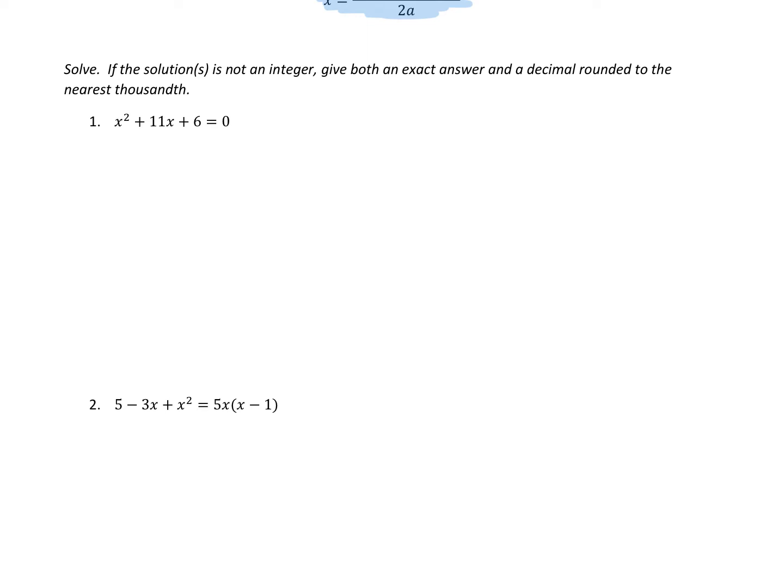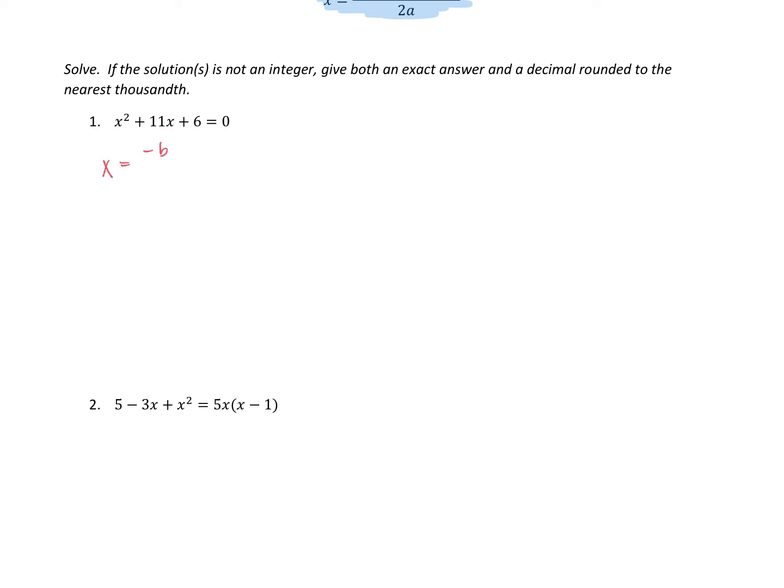So the directions say solve. If the solution is not an integer, give both an exact answer and a decimal rounded to the nearest thousandth. So if we tried another method, like let's say we tried to factor this one, you would find pretty quickly that this is not factorable. So another method to try would be completing the square, and you could do that if you'd like, it would work. Or we can try to use the quadratic formula.